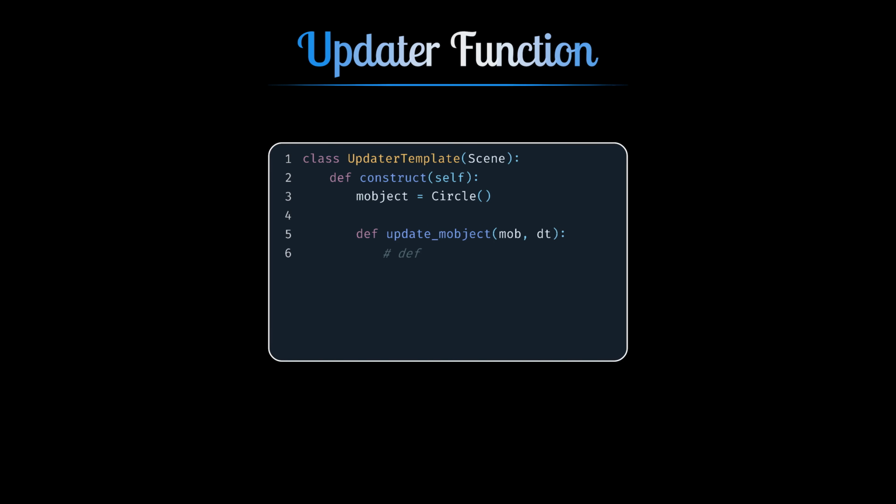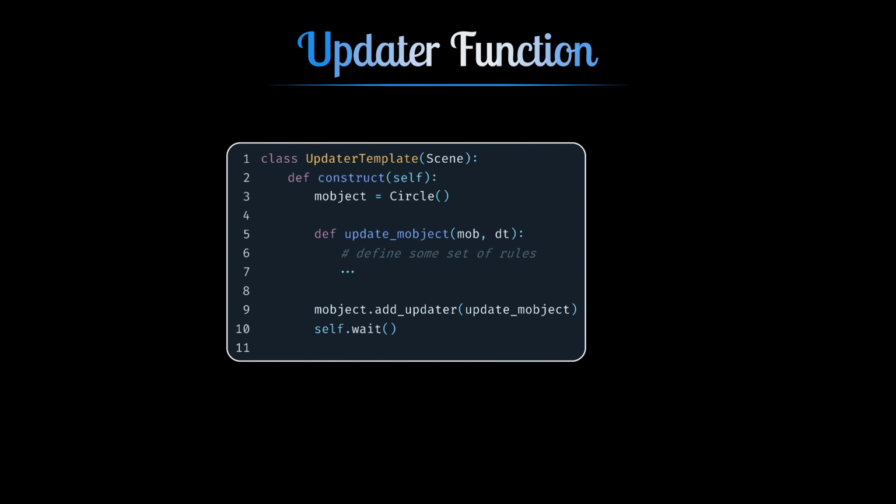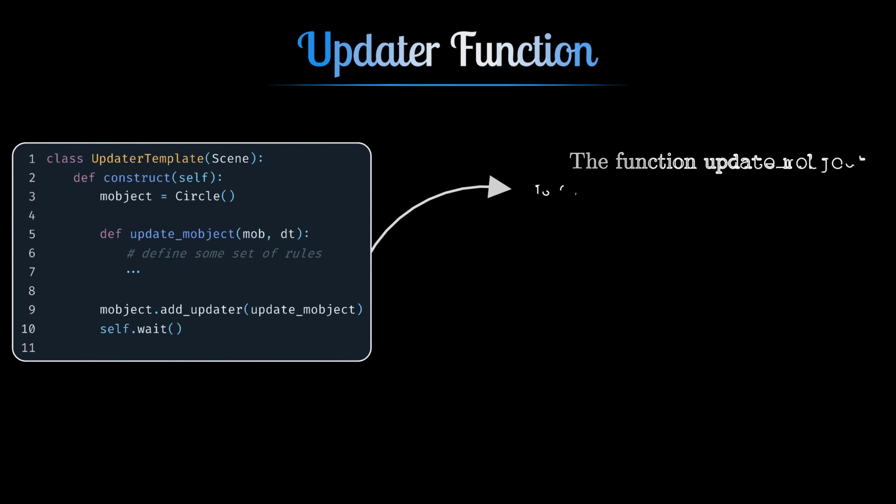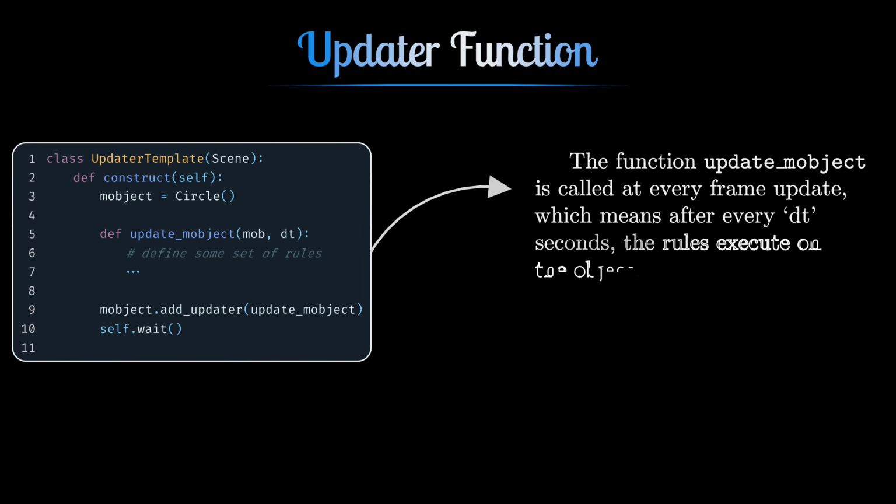What add_updater does is it calls these set of rules at every frame of the animation. That is, after every dt seconds, the rules execute on the object, where dt is 1 divided by the frame rate.